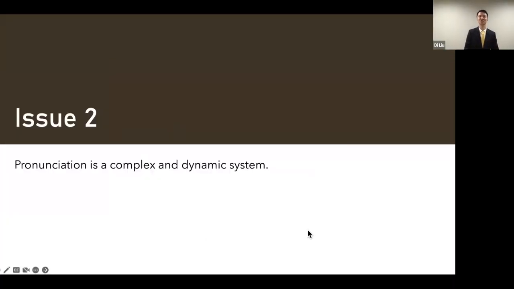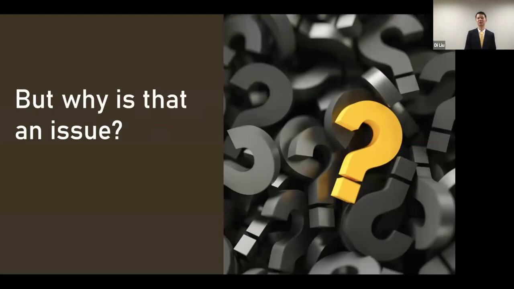So the second issue is that pronunciation is a complex and dynamic system. You may wonder, I get that pronunciation is a dynamic complex system, but why is that an issue?